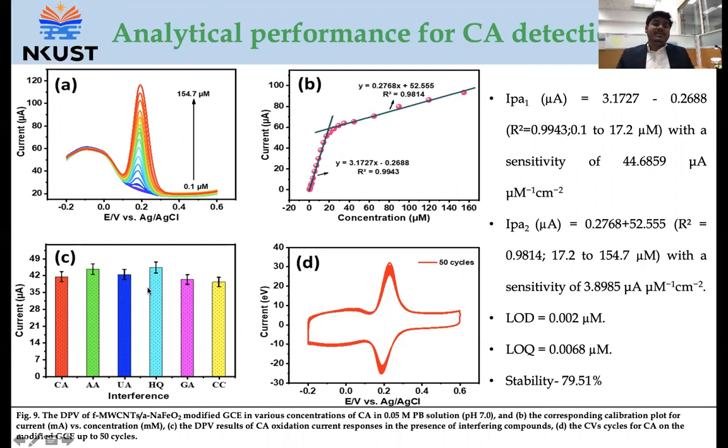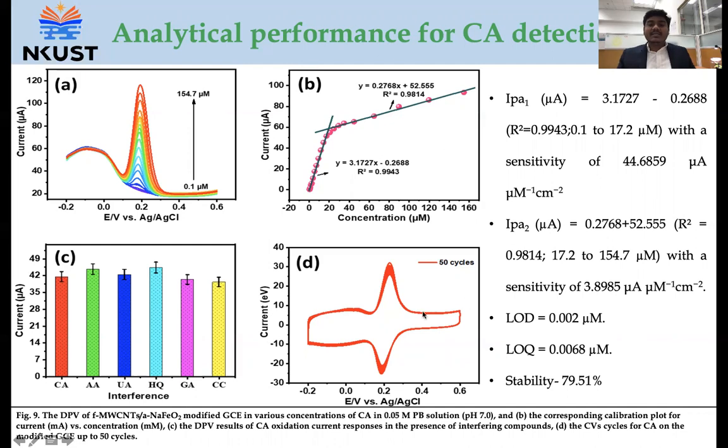Further, we need to confirm the interference when we introduce other biomolecules or other acids into the caffeic acid medium. We need to study the interference ability. For that, we analyzed interference with caffeic acid, ascorbic acid, uric acid, hydroquinone, gallic acid, and citric acid. Here we can see below 5% error, which shows that the anti-interference ability is very good for this proposed sensor application.